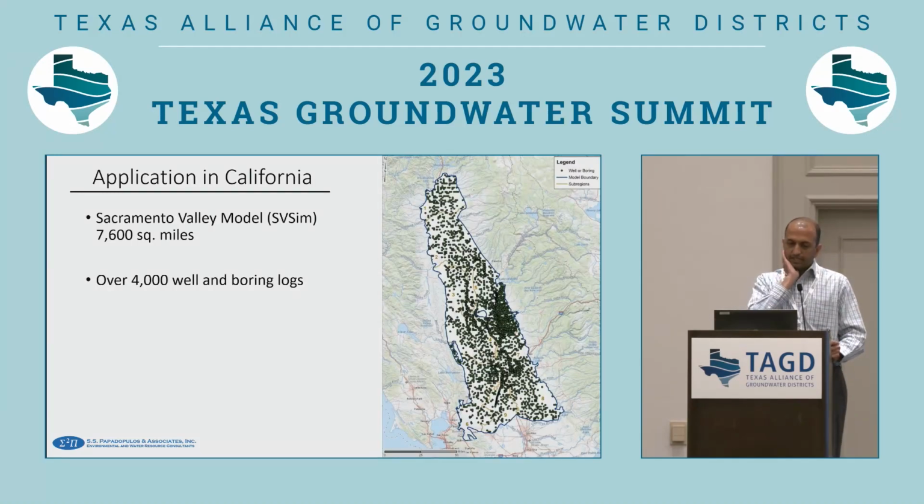All right, so let's look at one example application in California we did a couple of years back, and one of the reports came out just early this year. It's a model called Sacramento Valley Model, SVSIM. It's a large valley, more than 7,000 square miles. There are over 4,000 well and boring logs. As you can see, it's really nicely, densely populated with a lot of well logs, great information, but how do you bring that information in a model? And the motivation for developing this tool was specifically to incorporate the texture data into the model in a seamless way.